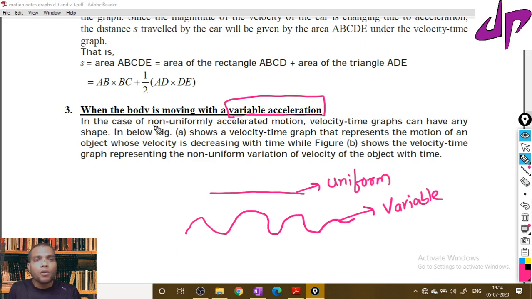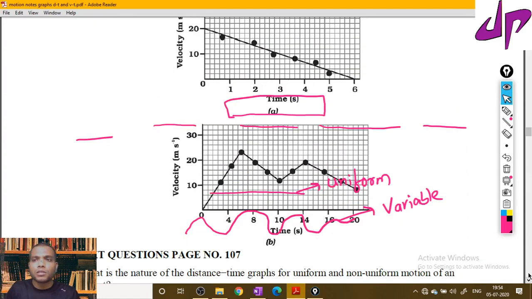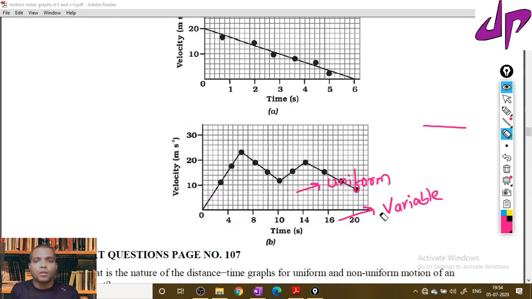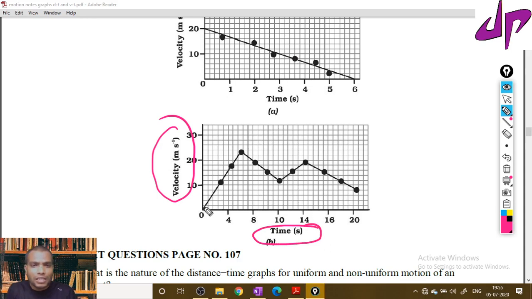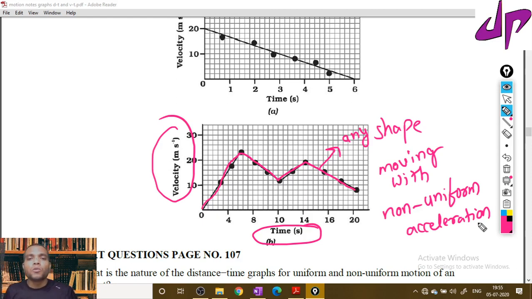In the case of non-uniformly accelerated motion, the velocity time graph may have any shape. You can take the example given here, the graph of non-uniform acceleration. This is the velocity versus time graph. If you look at the shape of the graph, the velocity increases, then decreases, again increases, again decreases. So this gives any shape, and this tells about an object moving with non-uniform acceleration.